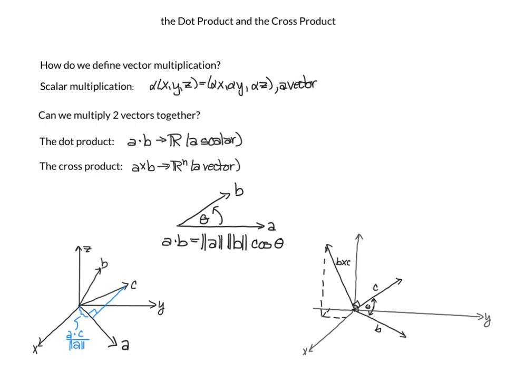In this video, we're going to address the question, can we multiply two vectors? And the short answer is yes. There are two ways to do that.